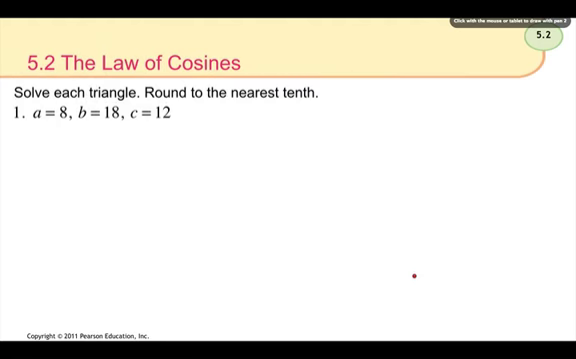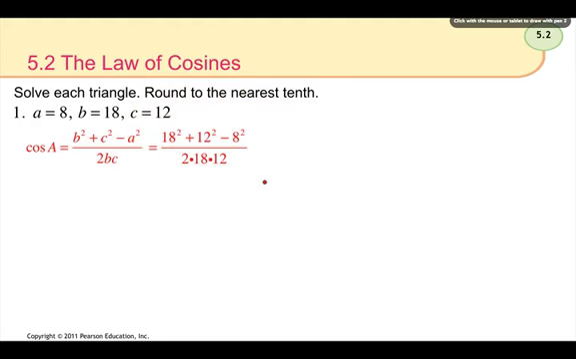So here's number one. It says solve each triangle, round to the nearest tenth. If you read the problem, notice that we have just three lowercase letters, which means that we have sides, and we need to find all the angles. So we're going to be using the alternative form of the law of cosines, namely to find angle A. This is the formula that I'm going to use. All I'm going to do is plug the sides into the formula, and it should be pretty straightforward.